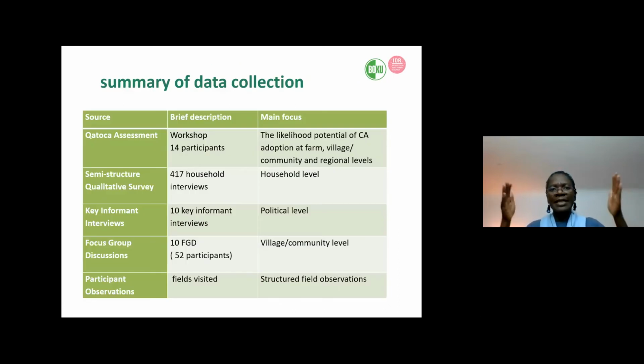So our data was made of 4 sources. We had semi-qualitative surveys for over 400 households. We interviewed key informants. We also had discussions with several people, at least 52 participants at the village level. We also looked at fields.